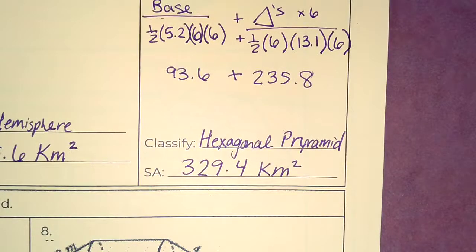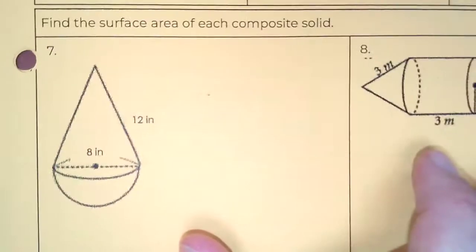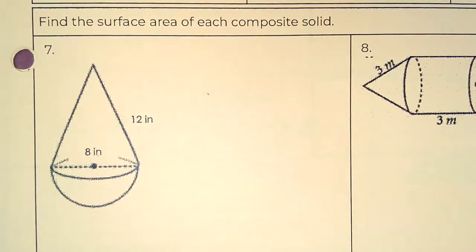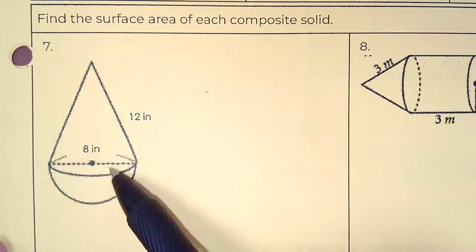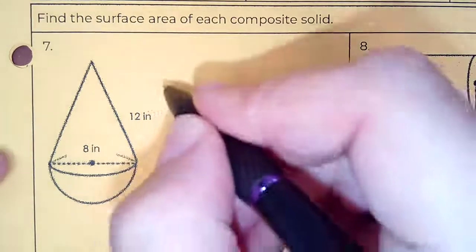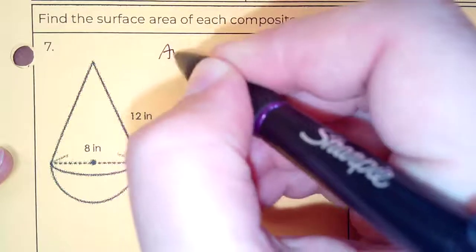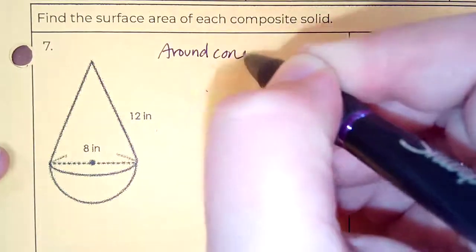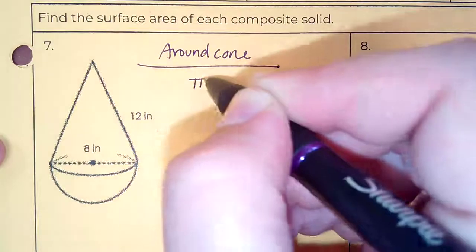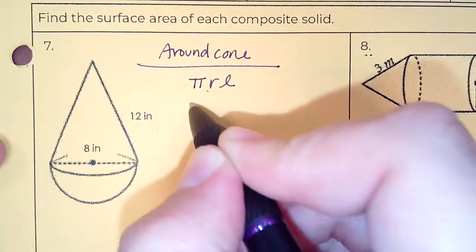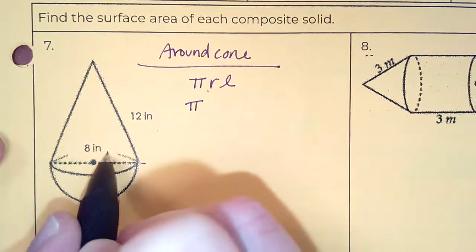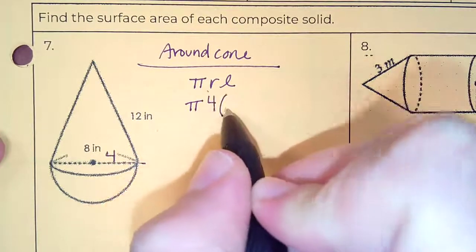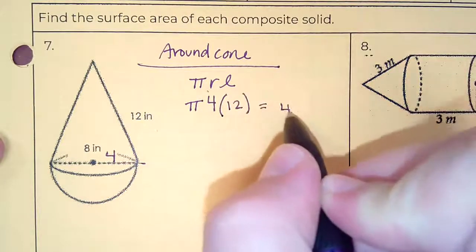Number 7, find the surface area of each composite solid. So what do we have here? We have a cone on top of a hemisphere. What don't we need? We don't need the base of the cone or the top of the hemisphere. So let's start top down, around the cone. That's pi RL. So pi, R, the diameter's 8, so the radius is 4. L is slant height, so this comes out to 48 pi.